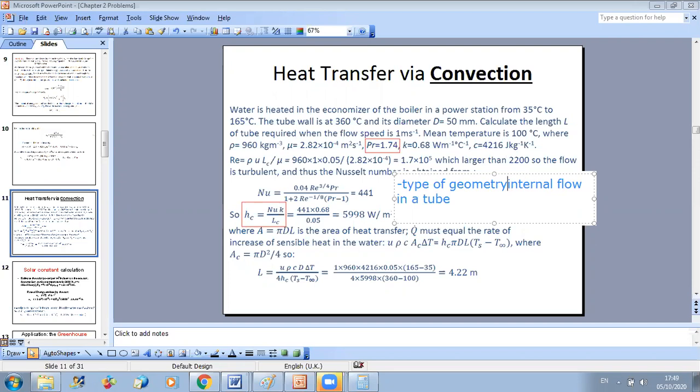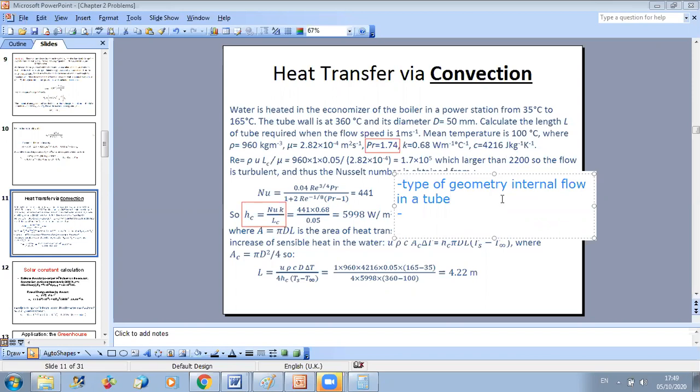You can have a rectangular duct, for example. You can have ducts with a cross-sectional area of a square. So depending on the geometry, you will have a different empirical relation. So first, I have a tube. Okay. Second, I should look at the type of my flow.